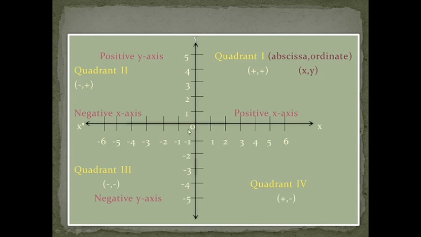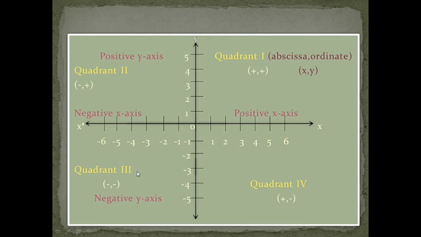So here from the origin to the left-hand side, all the numbers are negative numbers, and those are numbers of x. So x we have to write always first, which are negative, and from the origin to the top, that is on the y-axis, positive numbers are given. So in quadrant 2 we get x, y where x is negative and y is positive.